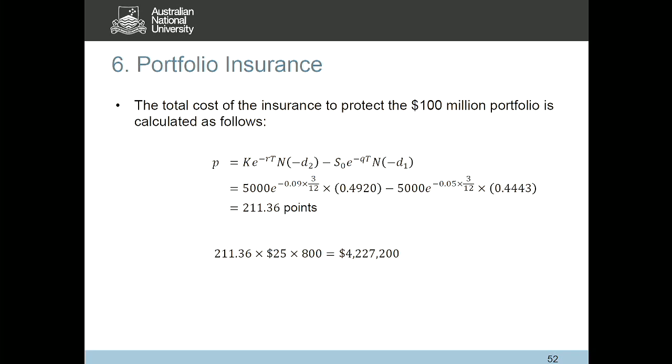But always convert your put option to a dollar amount, okay? So the way to do that is by multiplying by $25. And how many contracts do we have in place? We have 800 contracts, right? So that's the points multiplied by $25 multiplied by 800 contracts. So we need approximately $4.2 million to hedge our $100 million portfolio. It's quite expensive.